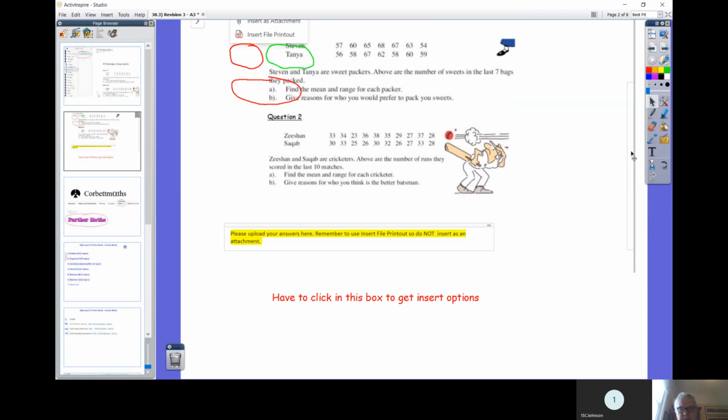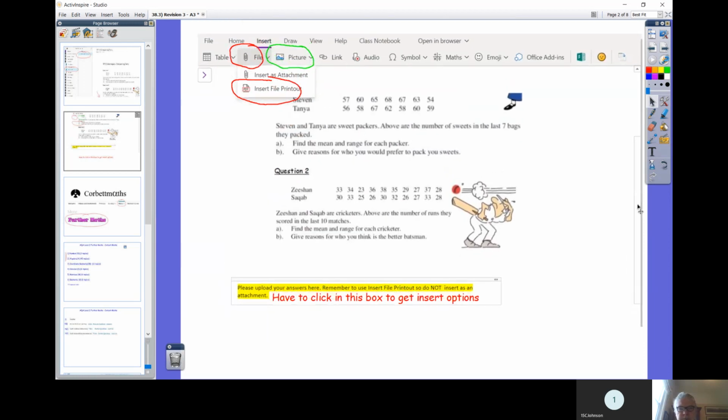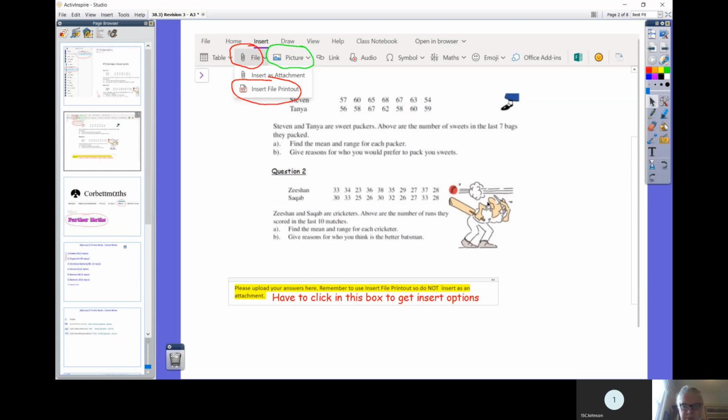Whoops. There we go, okay? So you click on this page here again. Now the key thing when you're on this page, you'll see the picture of the work that you've been set. In order to activate file and picture, you must create a rectangle and click in it. So that's why I'm preparing this each time. Click on this box, then this will activate either file or picture, whichever one you want.